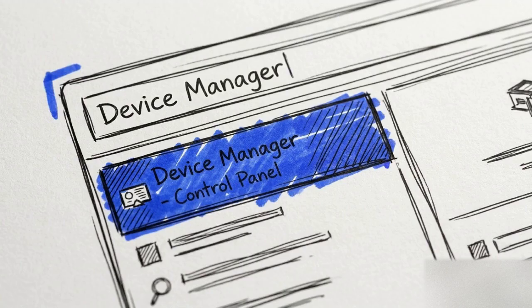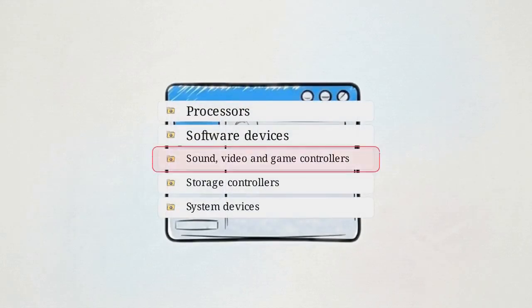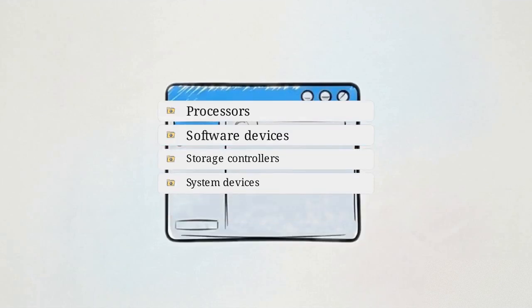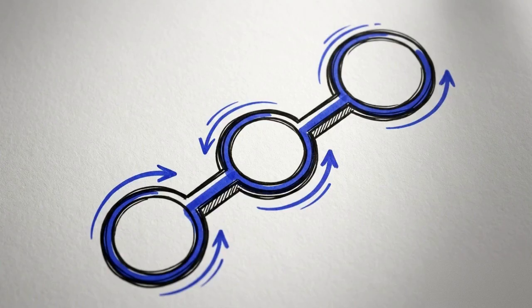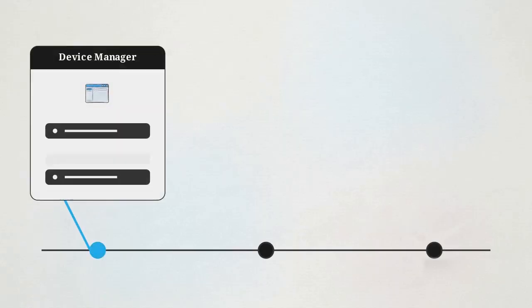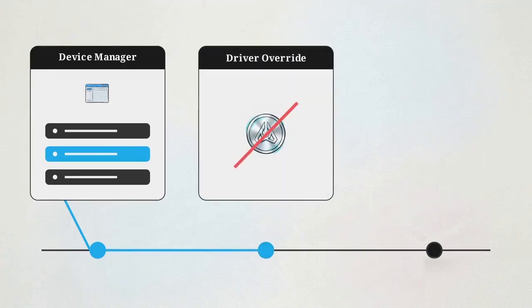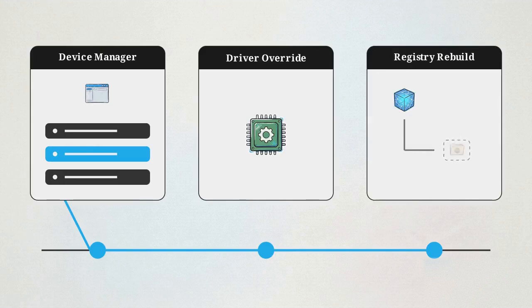If you open your Windows Device Manager to investigate, you will likely find that the entire sound, video, and game controllers category has completely vanished from the hardware list. We are going to fix this together using a 3-step escalating roadmap. First, we will uncover ghost devices that Windows has hidden. If that fails, we will force a driver override. And if your system is completely unresponsive to those steps, we will manually rebuild the hardware registry path from scratch.